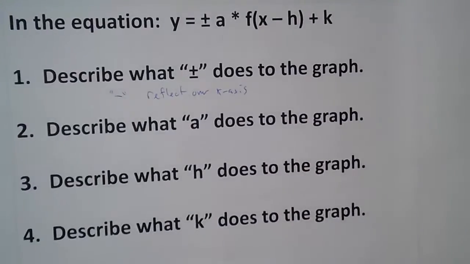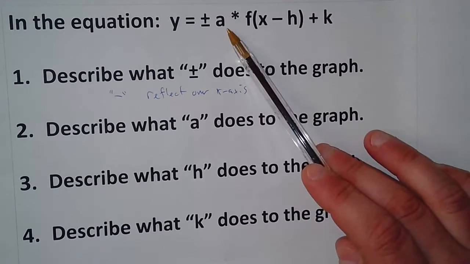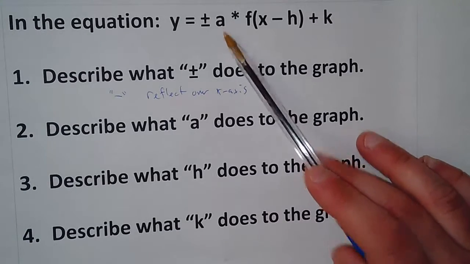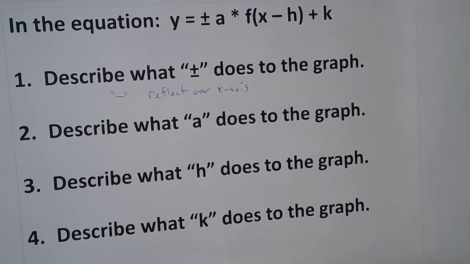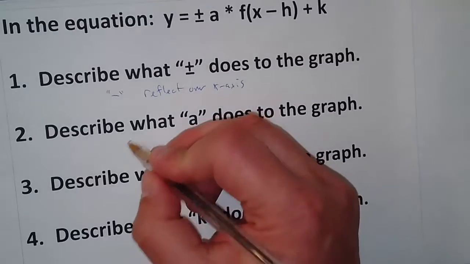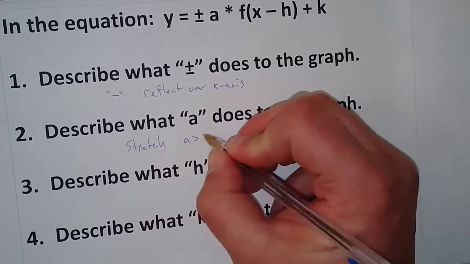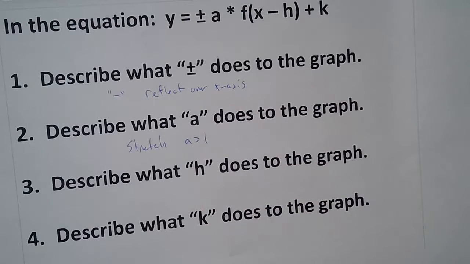Okay. Then it says, what does the a do? So the a value is, in a lot of ways, kind of like a slope or a rate of change. But the real word we use for it is the scale factor. And that's going to cause it to either stretch or compress. So we're going to say it's going to cause a stretch anytime that a is above 1. So if your a is like 2 or 4 or 100, that's going to cause it to be stretched vertically. It's going to be a much steeper graph.